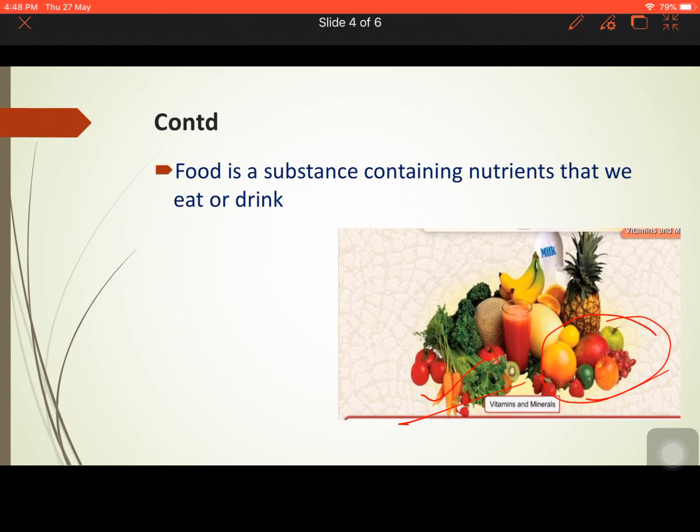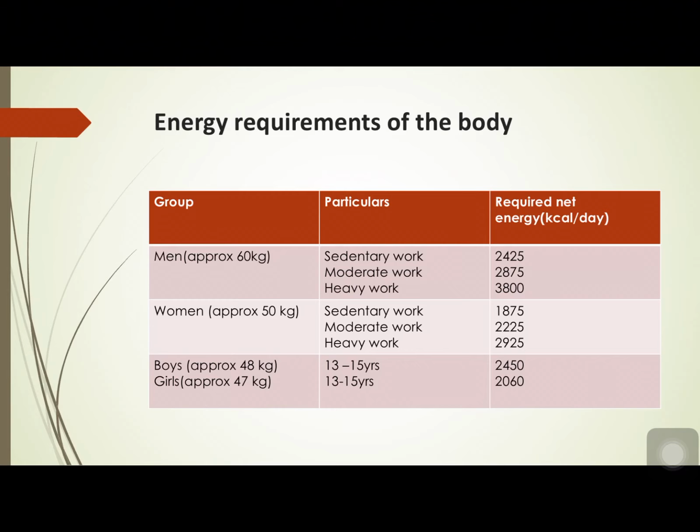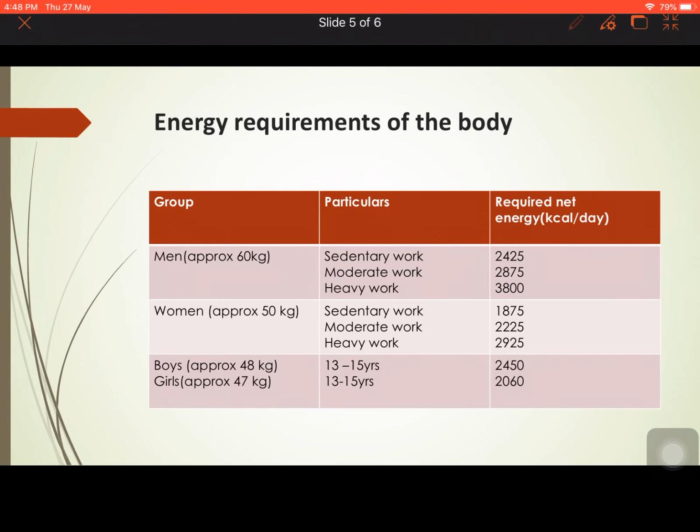Now, first we should know the minimum energy requirement of the body. We have divided this into three main groups. The first one is for men, the second one is for women, and the third one is for boys and girls. Here we have taken an approximate weight. Men with 60 kg of weight, if they are doing sedentary work, need 2425 kilocalories per day.